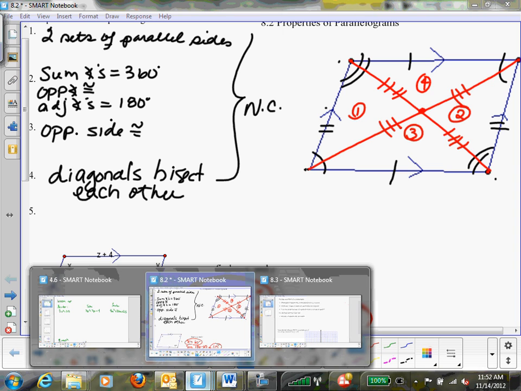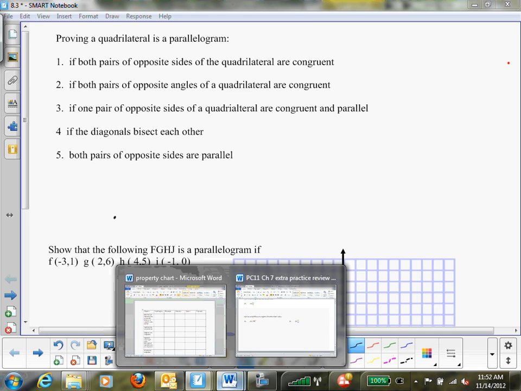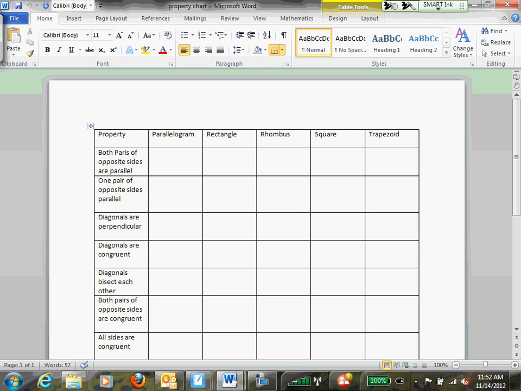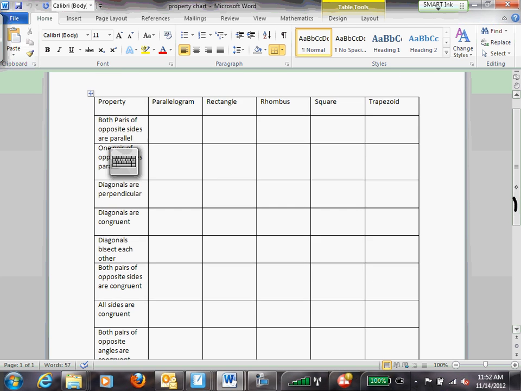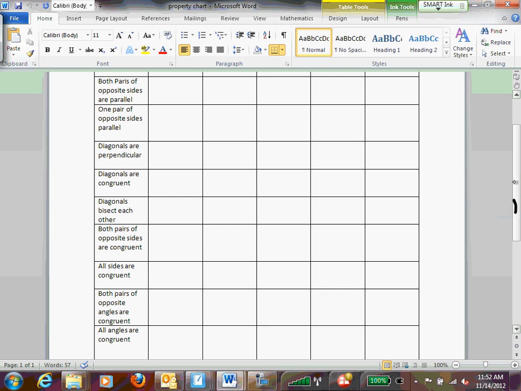So let's do 8-3. Oh, actually, let's go to this chart. Here's mine. So, what do we know about a parallelogram? Do we know that both pairs of opposite sides are parallel? Okay, we need to check there. Some of them will have only one side, so we don't want to do that. We're looking for the one that works the most, and so opposite sides are parallel.